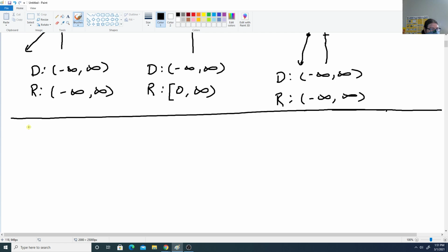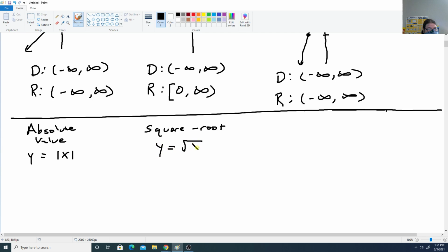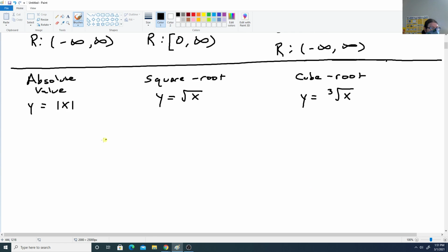So next we get absolute value, whose equation is y equals the absolute value of x. We have the square root function, whose equation is y equals the square root of x. And we have the cube root function, whose equation is y equals the cube root of x. So for absolute value, we have basically a V shape like this.